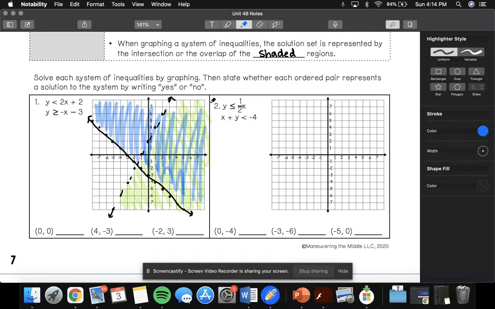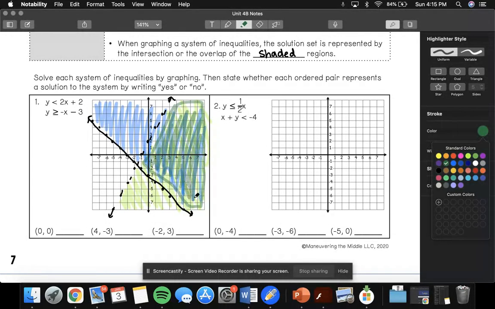So we have these two inequalities, and what I'm interested in is where they overlap, or where they are shaded in both of these. So if I look right here, this is only blue, this is only green, this is neither. And this region right here is both blue and green. So that section is actually our solution. So right here is our true solution to this system.